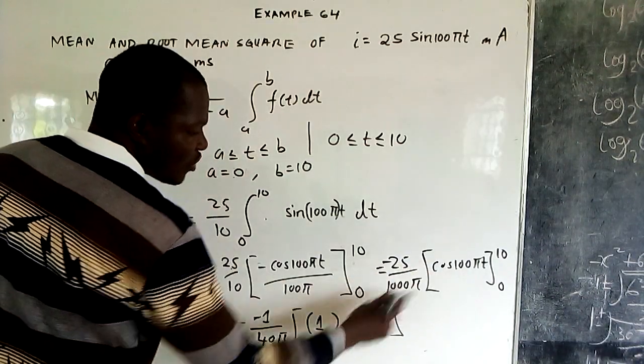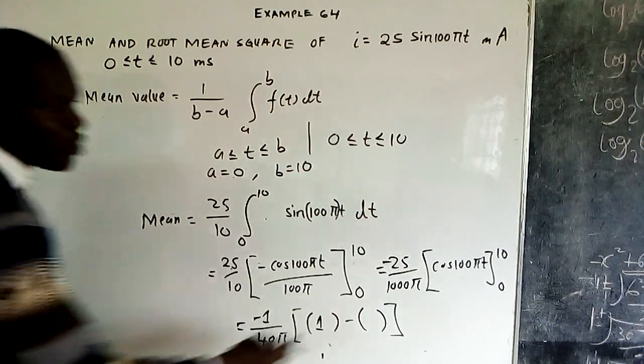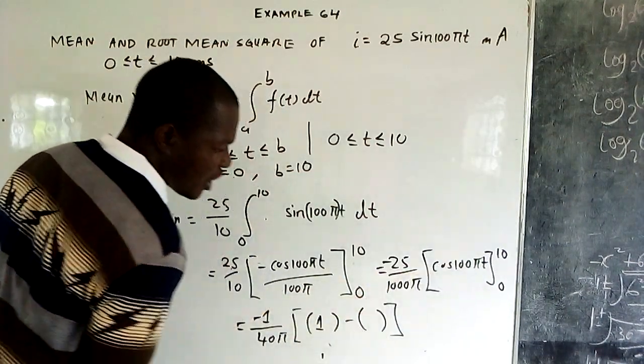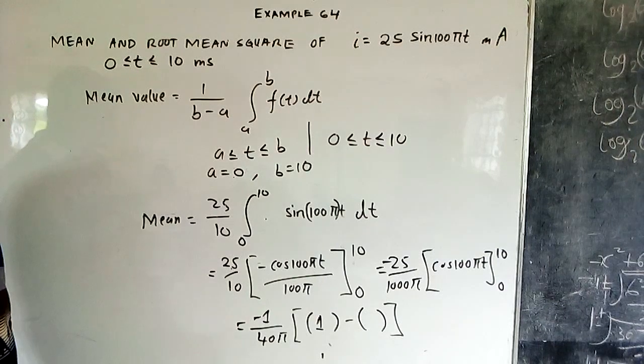Then what is cos 0? Because when t is 0, you get cos 0. What is cos 0?